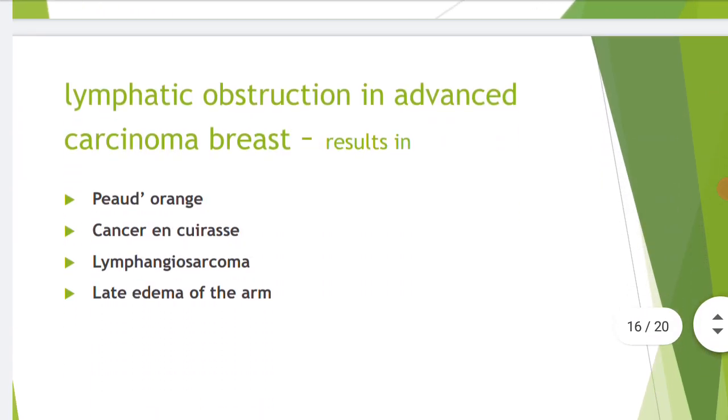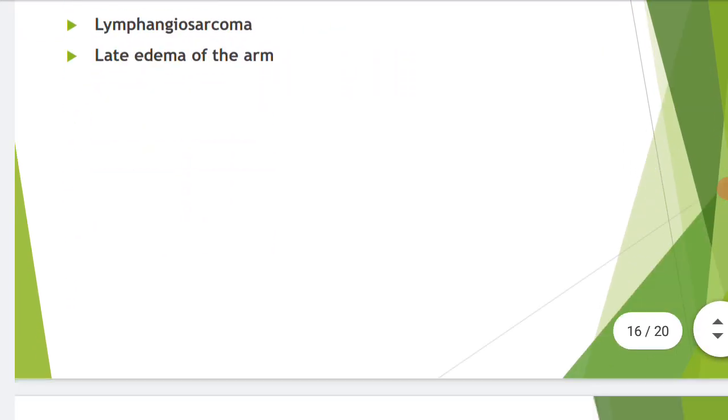Lymphatic obstruction in advanced carcinoma of the breast finally results in the peau d'orange appearance, cancer en cuirasse, lymphangiosarcoma and late edema of the arm. These are the complications seen in breast carcinoma patients during the advanced lymphatic obstruction phase.